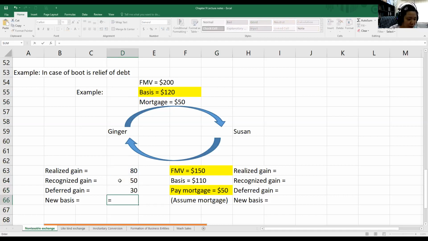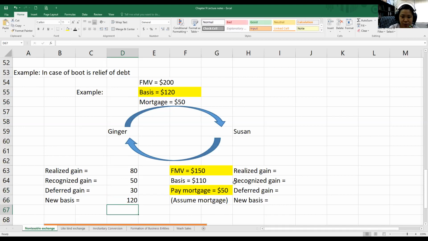What is the new basis of her new asset? Her basis will be equal to the fair market value of property received, which is 150, minus deferred gain 30, and that will give you 120. So her basis on the property received will be 120.